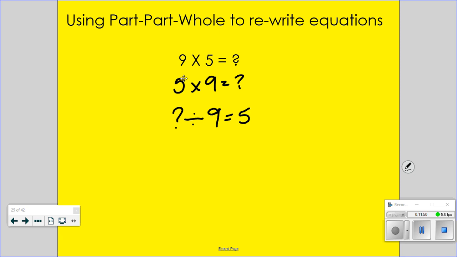Is there another equation? Finley? Yes, question mark divided by 5 equals 9. We got that. We're almost done though.